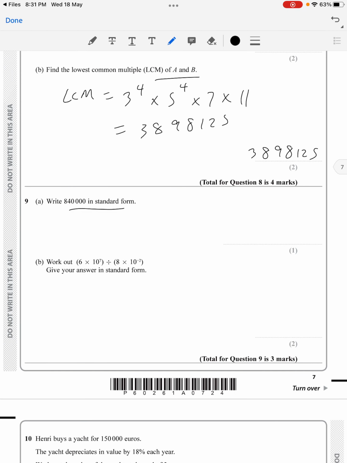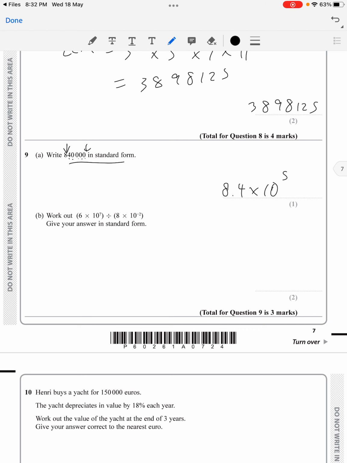Now the next question is write this in standard form. Any value that is between 1 and 10 is in standard form. So we're going to make this 8.4 times 10 raised to the power 5. That should be our answer.